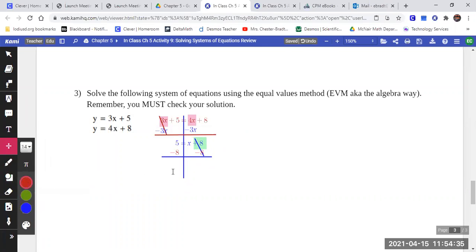What is the value of x going to be? When they're in balance, what's the value of x going to be? X is going to be -3 because 5 take away 8 is -3. So if they're in balance, the x would be -3.